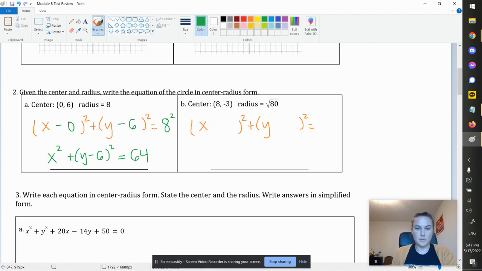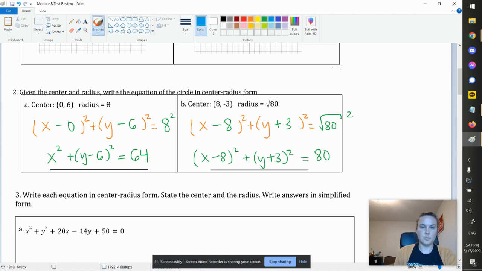Now, for this one, same thing. I'm just going to plug in my 8 turns into a -8. We swapped the signs when we were doing the center. My -3 turns into a +3, and I square my radius. Again, let's clean it up. X minus 8 squared is already simplified. Y plus 3 squared is already simplified. And then the square root of 80 squared is 80. There's our answers for those two. Change colors.